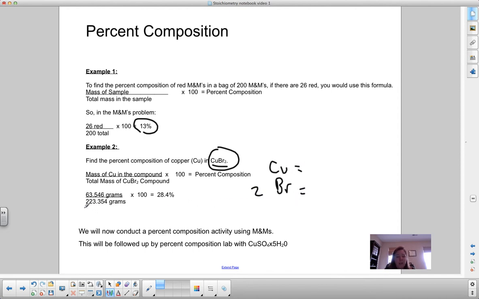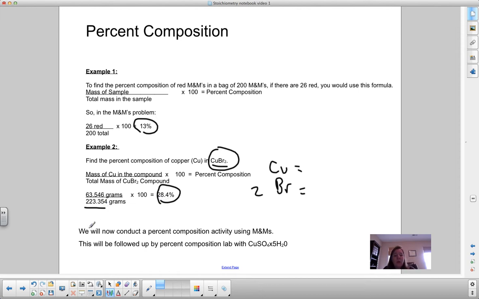And then if you do that correctly, you should come up with about 223.354 grams. Multiply that by 100 and you come up with 28.4%. That's how many percentage points are actually sitting here of copper in this entire compound. Okay, so you can see that it's mostly made up of bromine.